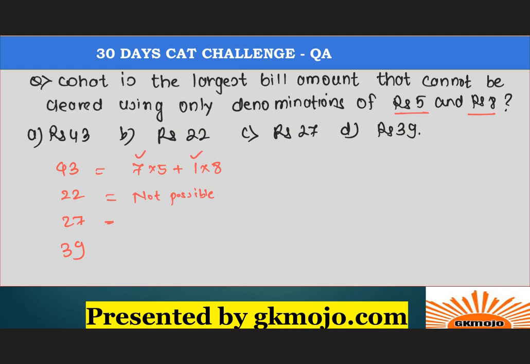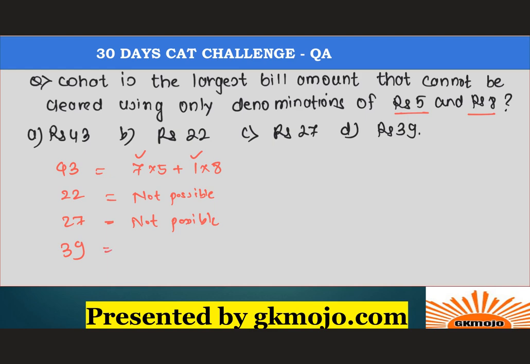5 4 is 20. 7 is left, again you cannot accommodate it over there. 5 3 is 15, again you cannot accommodate over there. 7 plus 5 is 12. All right, let's go by 8. 8 2 is 16, again 11 is left. 8 3 is 24, again 3 is left, so not possible. All right, you cannot possibly pay this bill by using these denominations.